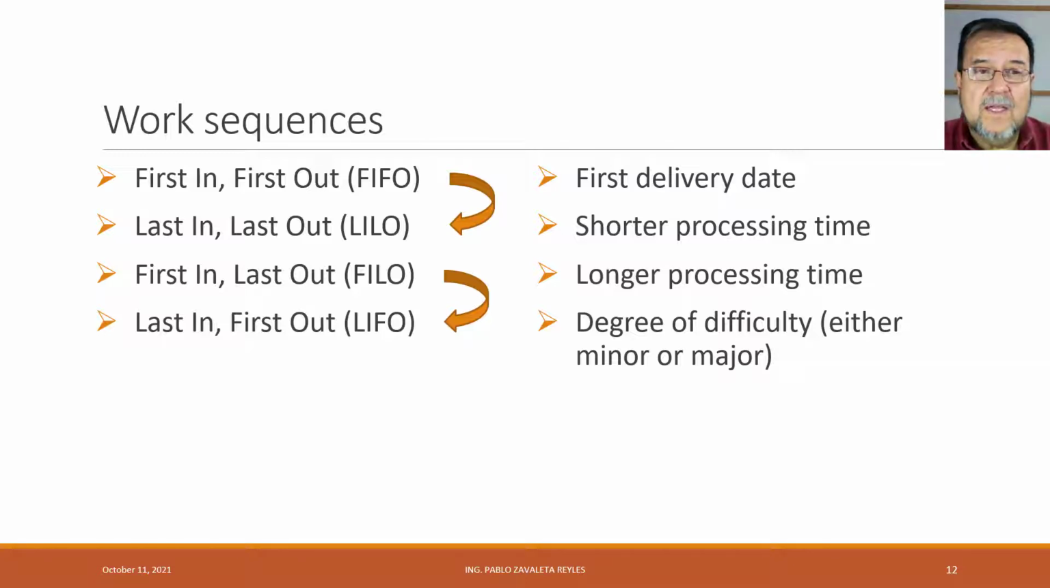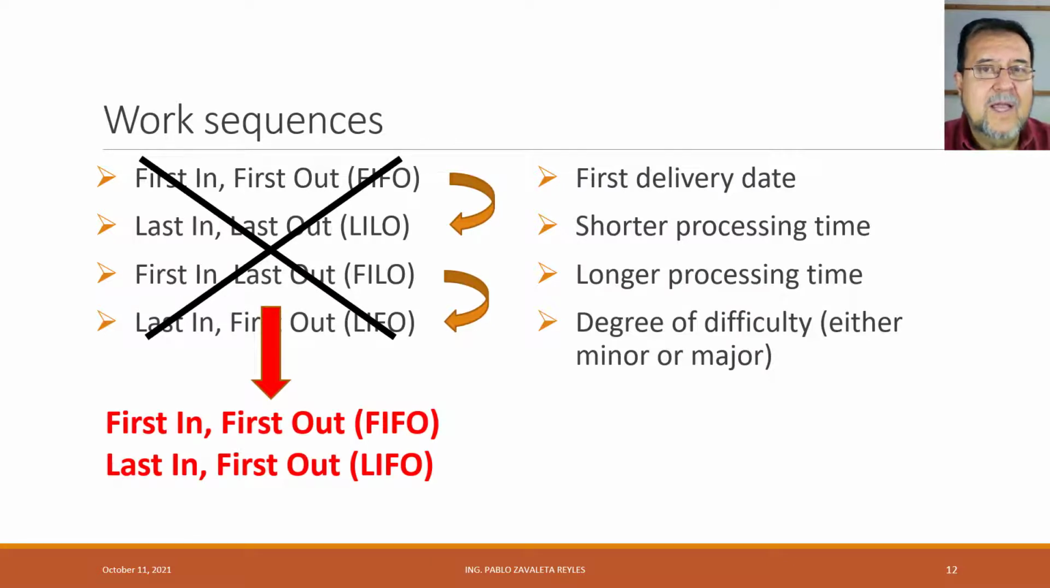So, instead of having these 4, you only have 2, FIFO and LIFO. Those are the only 2s. The other 2s are just repetitions of the same. You don't need to learn all 4 of them. Just FIFO and LIFO. First in, first out, last in, first out, period.